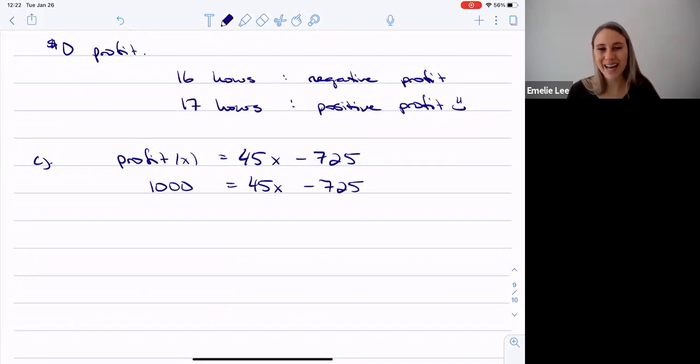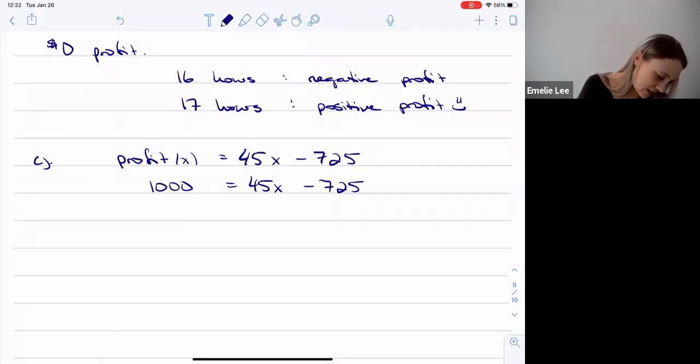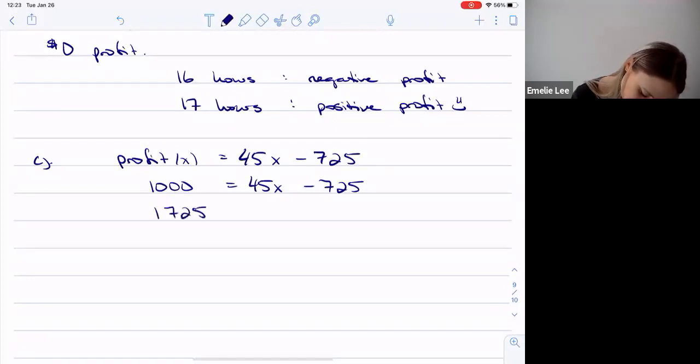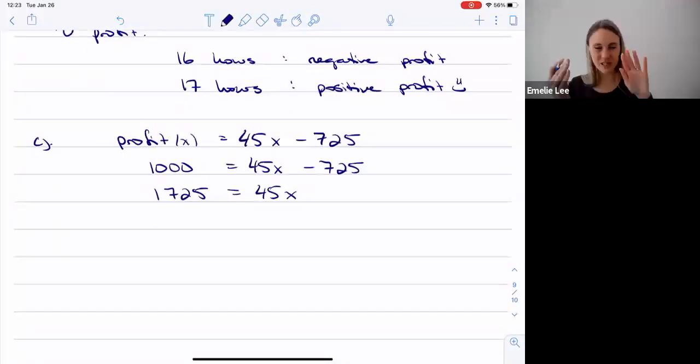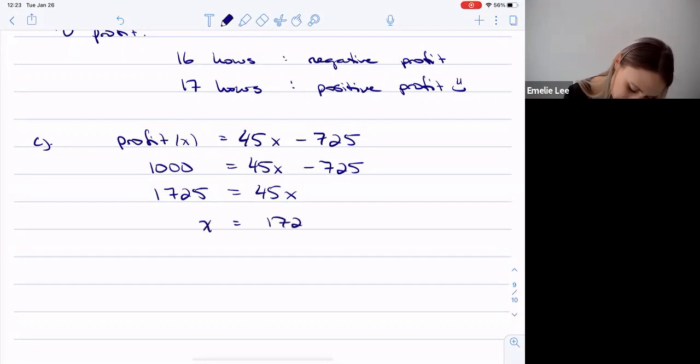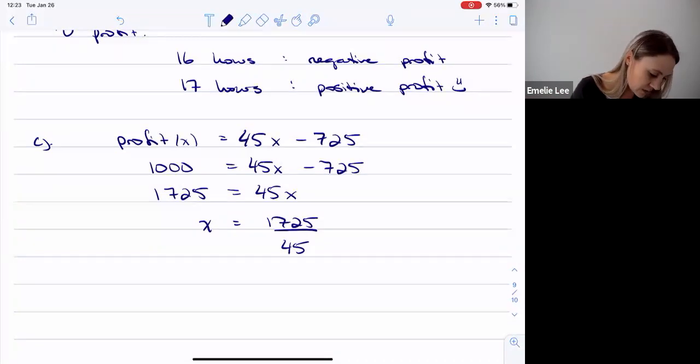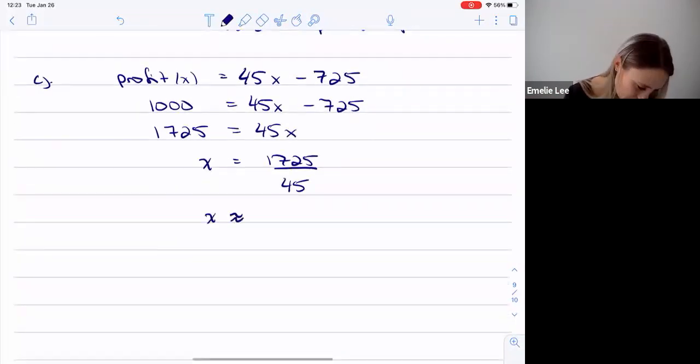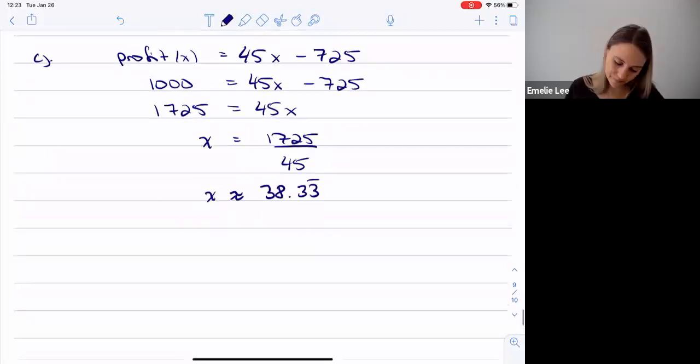So to solve for X, again, I need to add 725 to both sides. So I get 1,725 is 45X. And now I'm going to do that swift move again, right? Where I switch them over, but I'm also going to divide both sides by 45 in that same move. So what I get is X is 1725 divided by 45. So X is approximately 38.33 repeating hours.